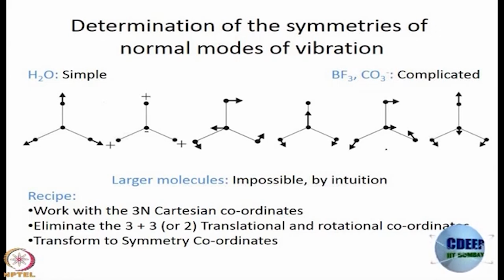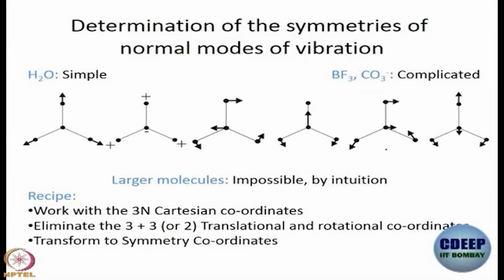This here is the doming motion, A2 double dash. Now if you look at these four, these two form one set of E dash, and these two together form another set of E dash. And now if you look at the arrows, say this one, it looks fairly complicated, right? What does this mean? This is moving in, that is moving out, this is moving to this side, that is moving to that side. So first of all, bond angles are changing.